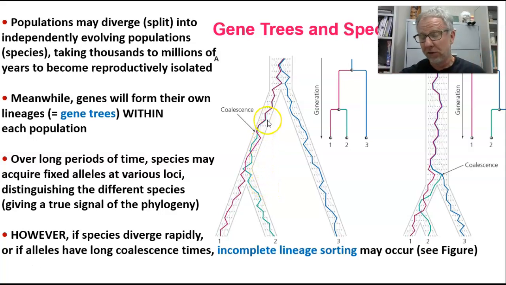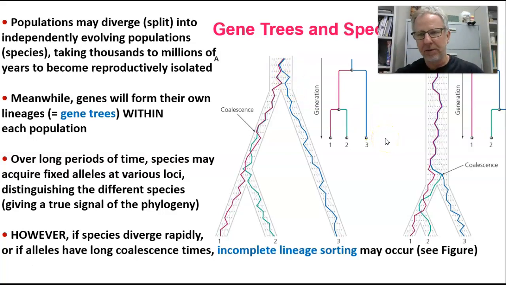If we go back further in time, we can see in species 3, there's another allele that's depicted in blue, and it's fixed in this population, and it eventually coalesces with the ancestral purple allele way back in the beginning. So in figure A, the gene tree is matching the species tree.